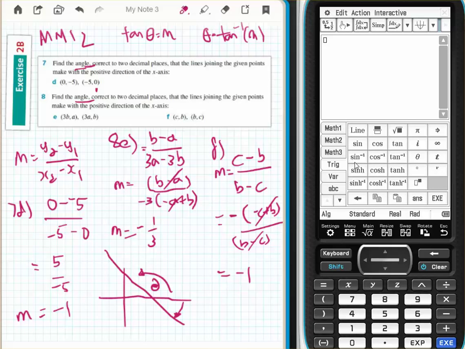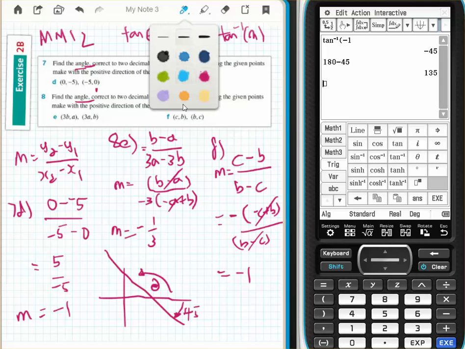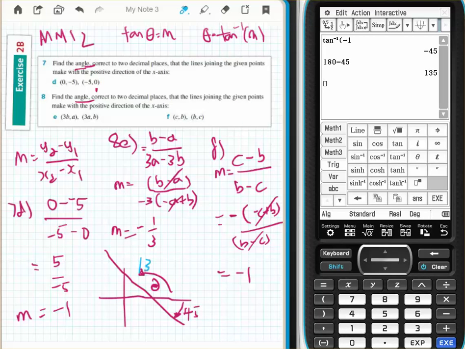So over on my calculator, I bring up my keyboard, I turn it into degrees. I'm looking for the inverse tangent of negative 1, and that gave me an answer of negative 45, which means that's 45 degrees. So if I minus 45 degrees from 180, then I'm looking at 135 degrees as being the angle that I'm after. And that will be the case for 7D and 8F.